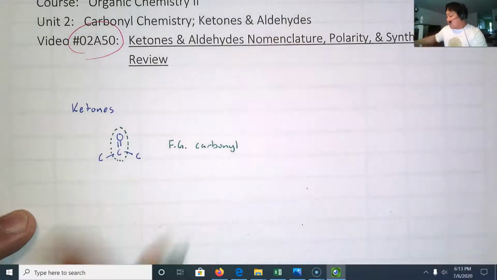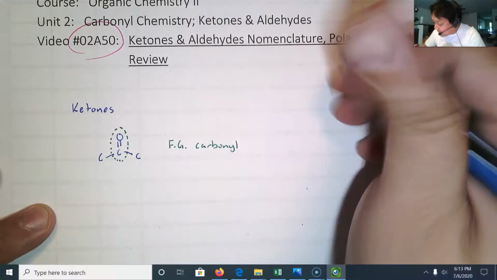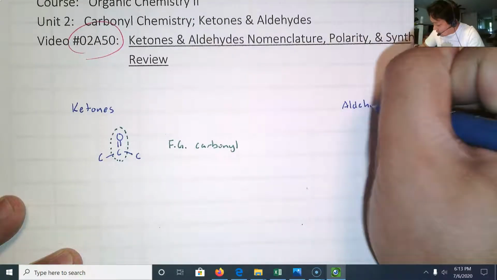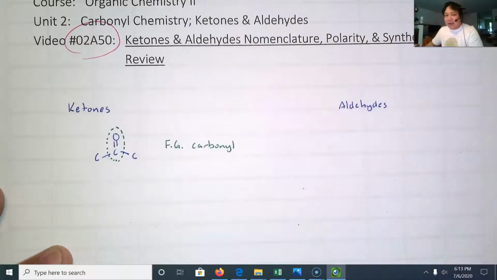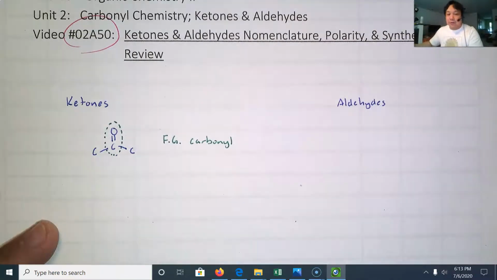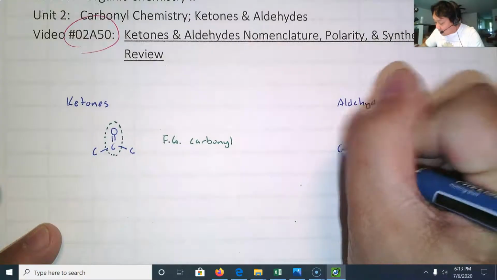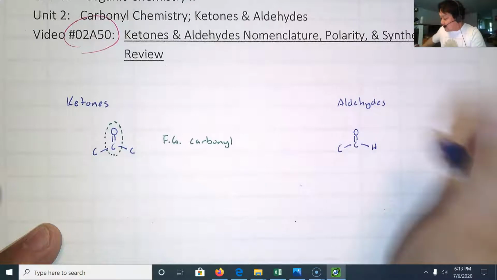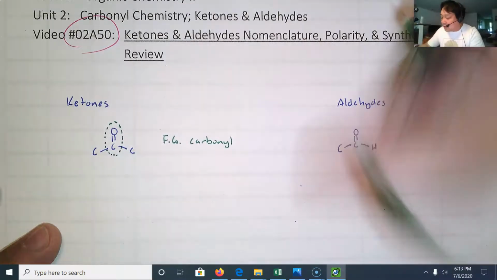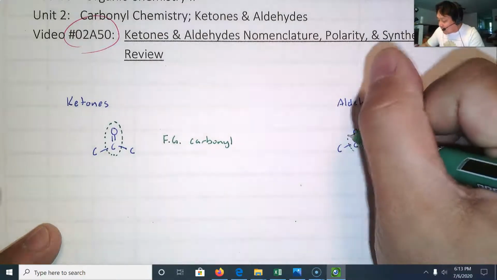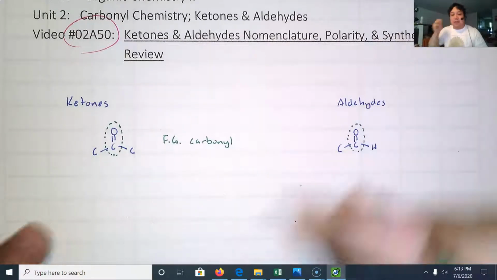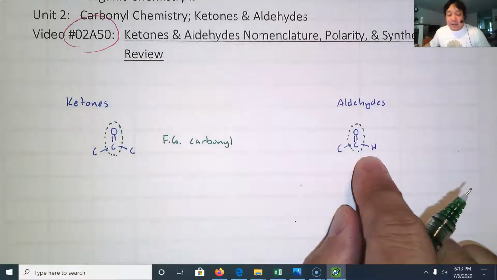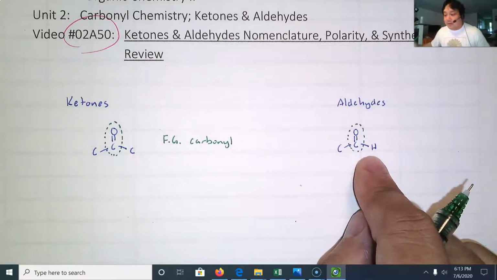In contrast, aldehydes, I'll do it next door. Aldehydes have at least one hydrogen off of the carbonyl carbon. This is a general picture of an aldehyde. And again, you are going to be focusing on the carbonyl group, but if there's a hydrogen on at least one side, then you have an aldehyde.